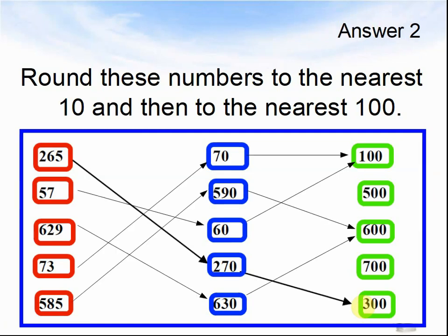Here are the answers. 265 rounds to the nearest 10 as 270, which rounds to 300 as the nearest 100. 57 rounds to 60 to the nearest 10, and 60 rounds to the nearest 100, which is 100. 629 rounds to the nearest 10 as 630, which rounds to the nearest 100, which is 600. 73 rounds down to 70, which then rounds up to 100. 585 rounds to 590, which rounds up to 600. Let's look at the next question.